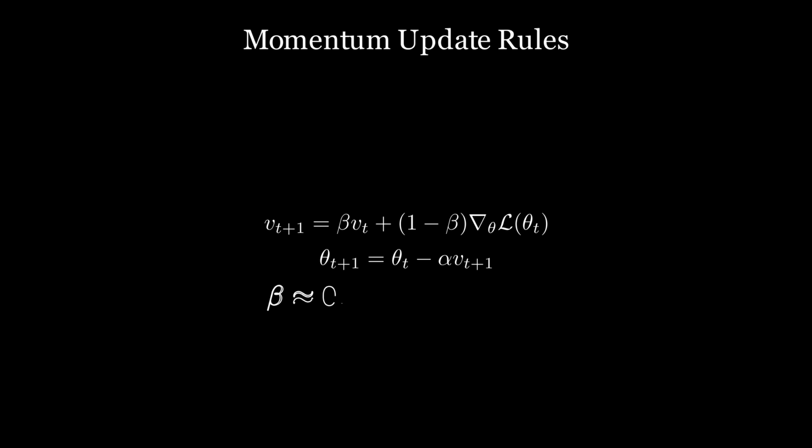Momentum introduces a velocity term that accumulates past gradients with exponential decay. Here, beta is the momentum coefficient, typically 0.9, controlling how much past gradients affect the current update.